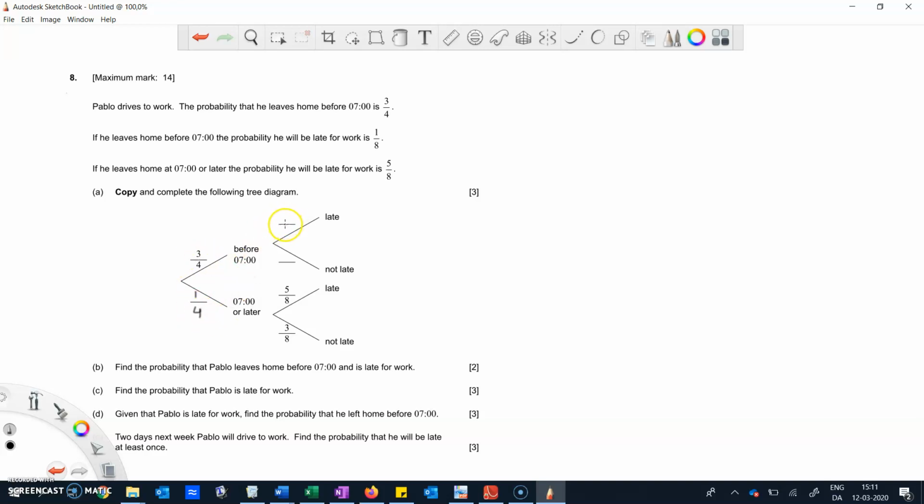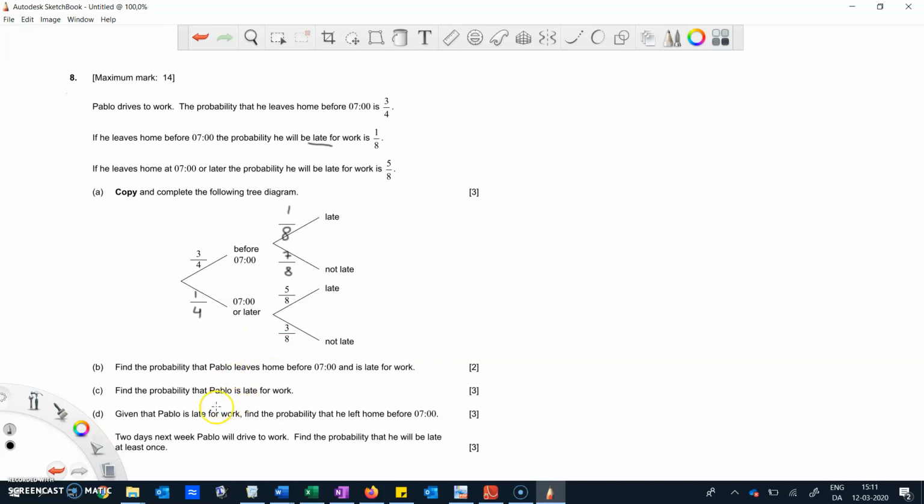Then the text says that he will be late for work, and the probability if this happens is 1 over 8. So this is 1 over 8. And consequently, this is just the complementary, right? So 7 over 8. And then I will have the rest already filled up.